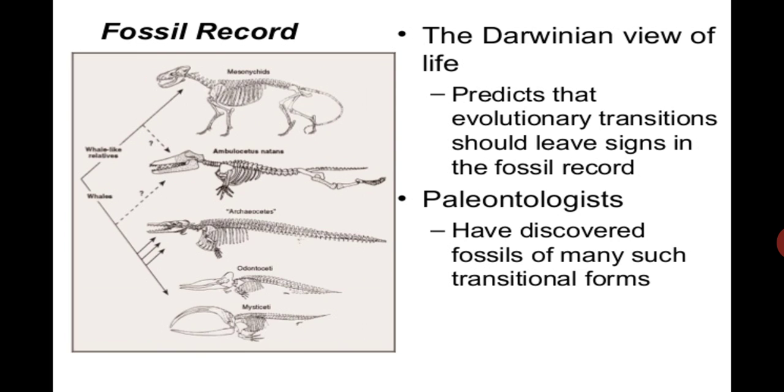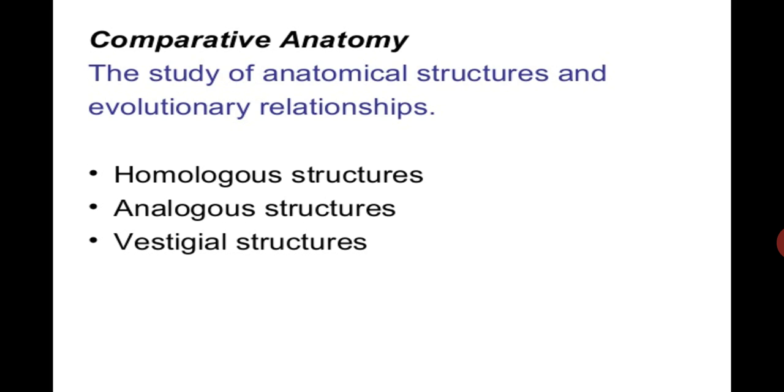So the Darwinian view of life predicts that evolutionary transitions should leave signs in the fossil record. Paleontologists have discovered fossils of many such transitional forms. Here we're watching the transitional forms of the dinosaurs, how the transition occurs in them, and for this transition, evidences are provided by the naturalists in the form of fossil records.